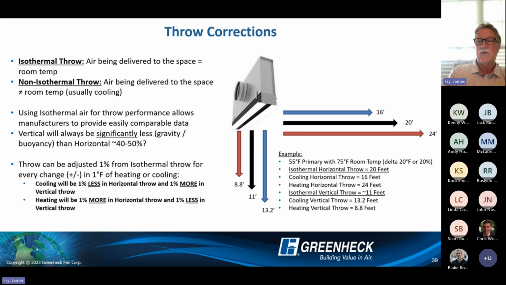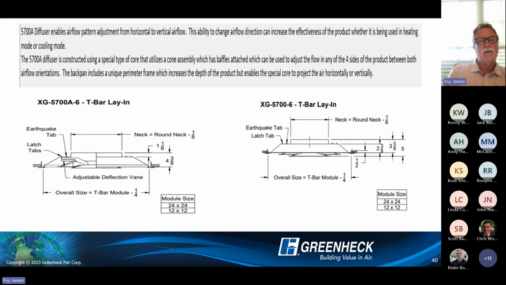For vertical throw, isothermal air is 11 feet, cooling 13 feet, and heating 8.8 feet. How do we get adjustability if we don't have slot diffusers? We can add baffles to our products.